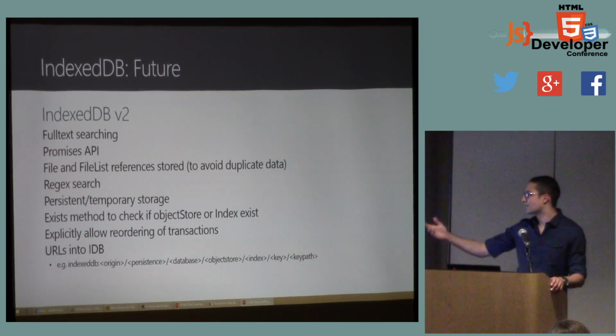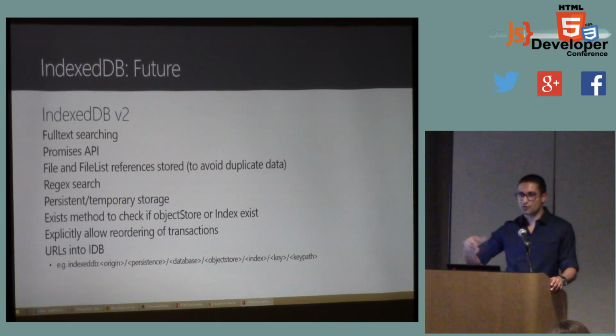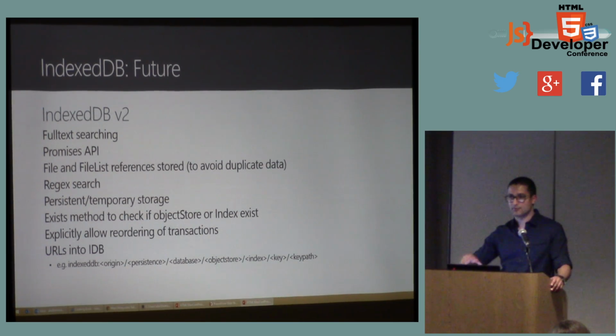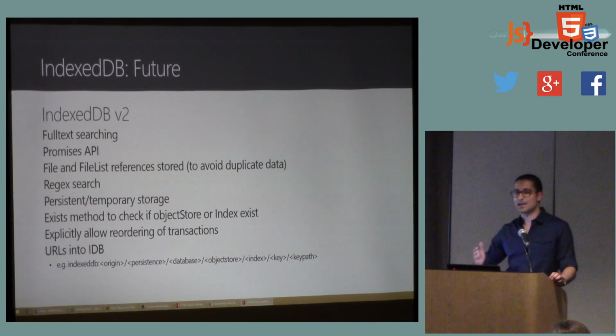something like a data URL, you would have, for example, indexeddb: the origin of the site, and then the type of persistence it has, the database, and then you go into the object store, the index, the key, and then the key path. And this would allow us to get at an object with just a URL rather than having to do sophisticated transactions that would get us there.